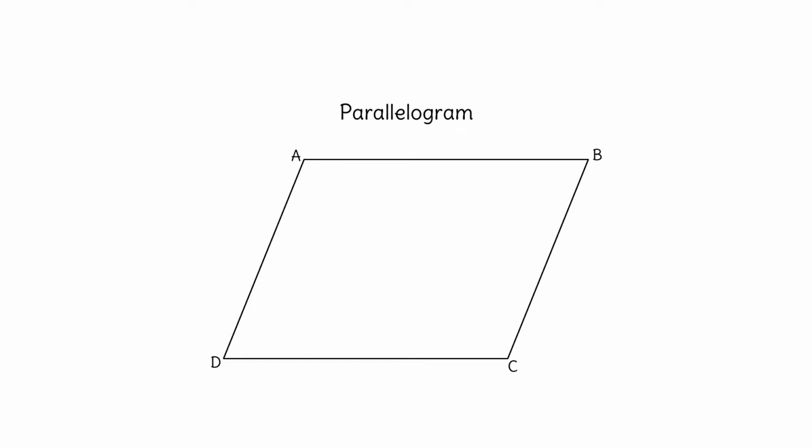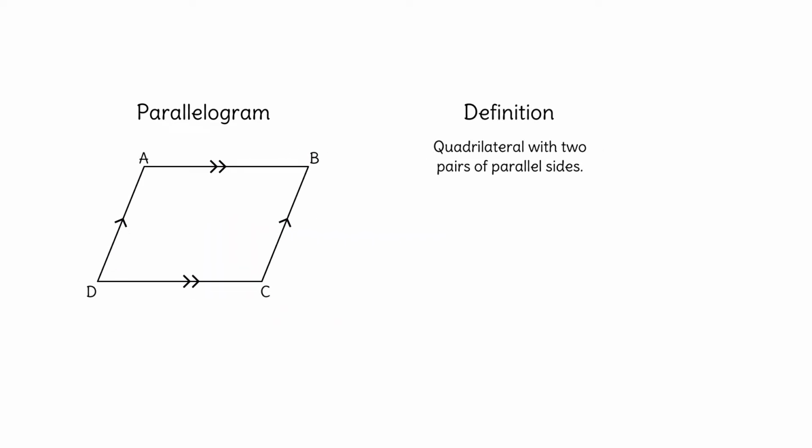A parallelogram is a quadrilateral with two pairs of parallel sides. That's the definition of a parallelogram. But parallelograms also have many interesting and useful properties, which we can prove exist. But what is a property exactly, and how is it different from the definition?